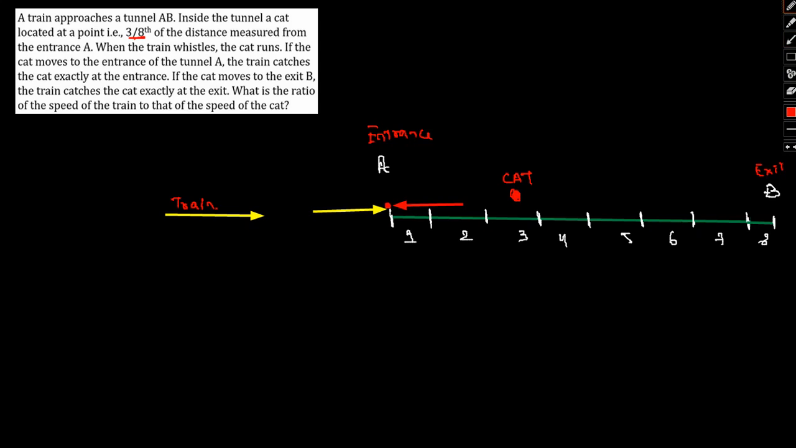So basically the time taken by the train to reach this part and the cat to reach this part will be the same. The train also covers 3 by 8 of the entire distance, and the cat is also covering 3 by 8 of the entire distance. Now understand one more thing. Again, in the second condition, the cat is running towards the other side. In the second case as well, the train is coming from this side.